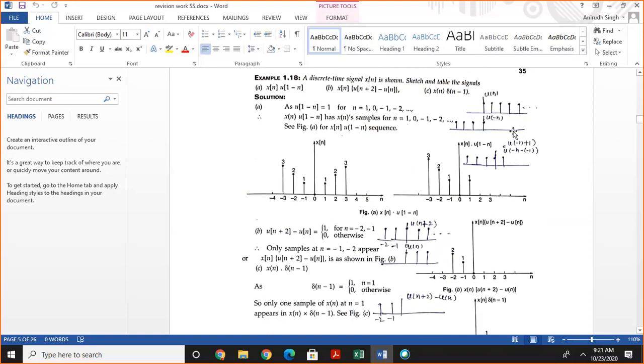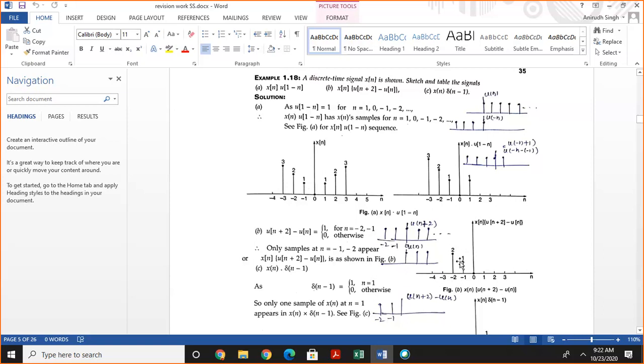Next is x of n multiplied by u of n plus 2 minus u of n. u of n is this, and u of n plus 2 means that this sequence is shifted or moved in the left-hand direction. u of n plus 2 is this sequence, and this is u of n. This is u of n plus 2 minus u of n.